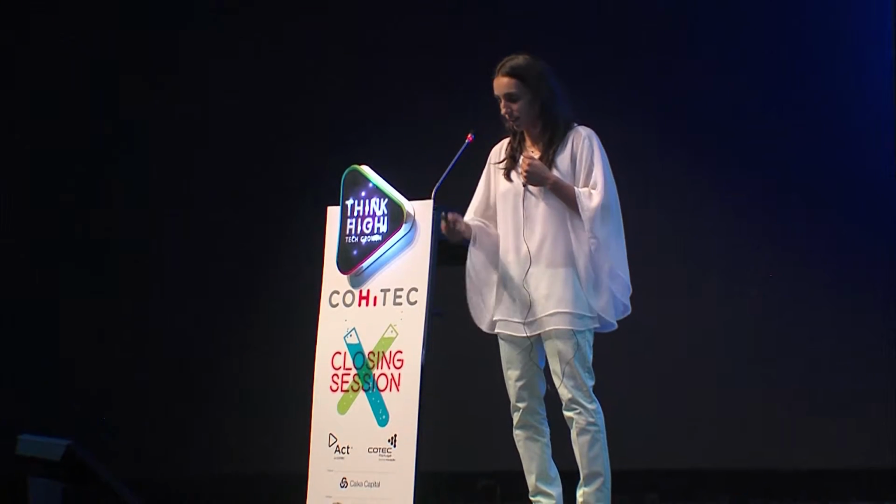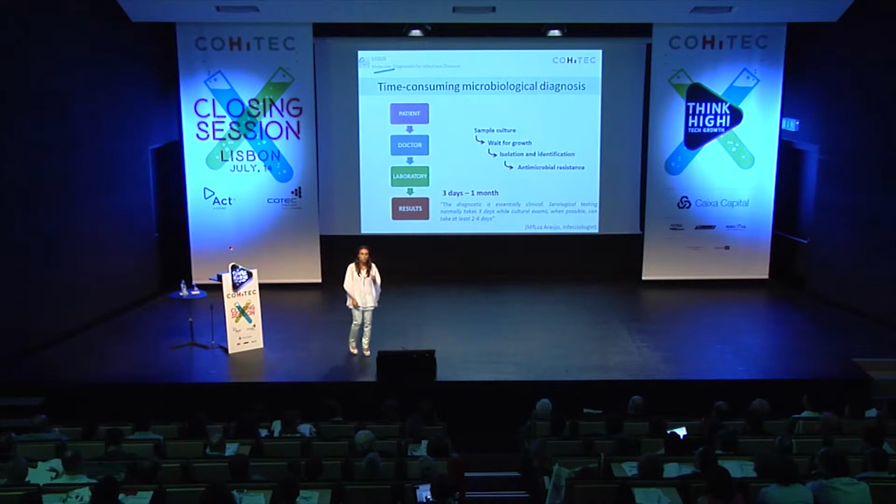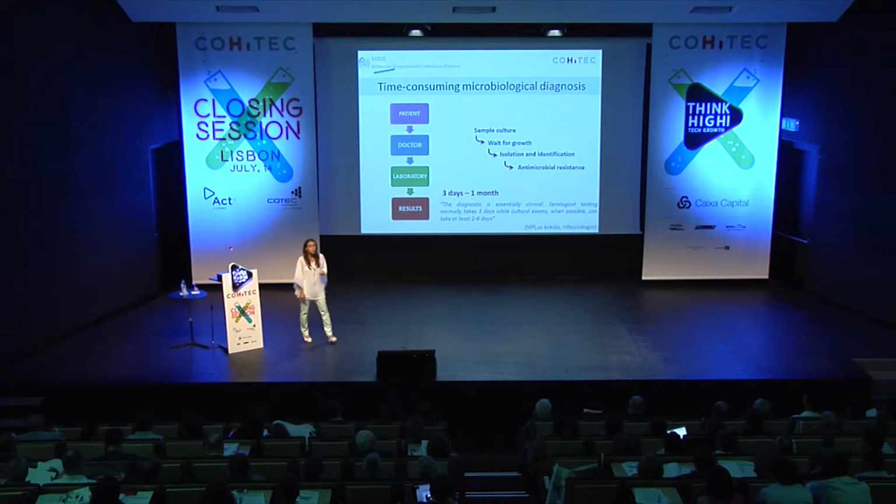Now, one of the problems of the secondary infection is that it was only detected at autopsy. So why was this happening? Do people have to die so that we can detect the infection? One of the problems is that we are still using time-consuming microbiology diagnosis, and it takes at least 3 days up to a month for the clinician to get a result. Because of this, clinicians can only make a diagnosis based on clinical symptoms and cannot adopt a pathogen-directed therapy.